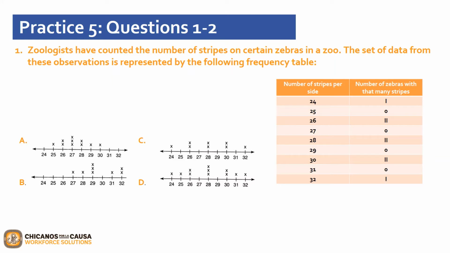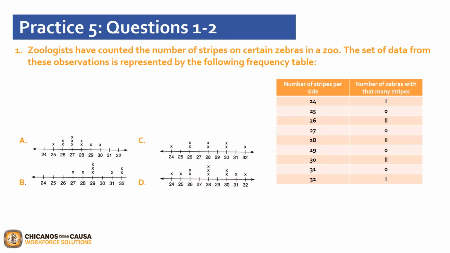If we look at the line plots that we have been provided, we can see that both answers A and B have no X's over the digit 24. That doesn't match our frequency table, so we can automatically know that A and B cannot be the right answer. So that leaves us with 2 options, C and D, both of which have 1 X over 24.